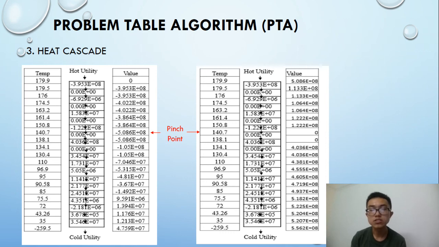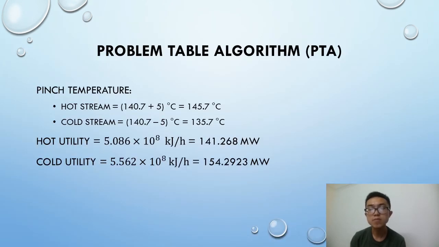By adding back the largest heat deficit, we can obtain the pinch point at 140.7 degrees Celsius. Hence, the pinch temperature for hot streams will be 145.7 degrees Celsius and for cold streams will be 135.7 degrees Celsius. The minimum hot utility is obtained from the top of the heat cascade, which is 141 megawatt, and the minimum cold utility obtained from the bottom of the heat cascade is about 154 megawatt.